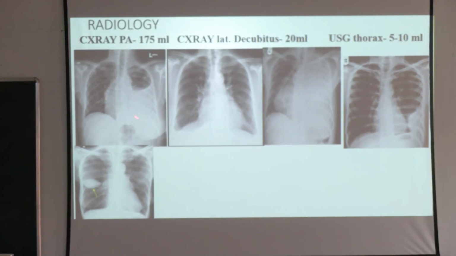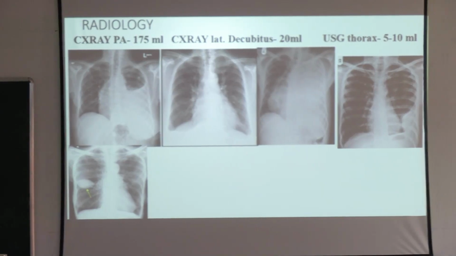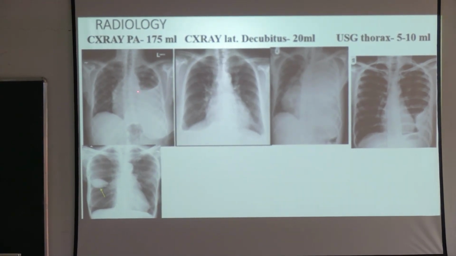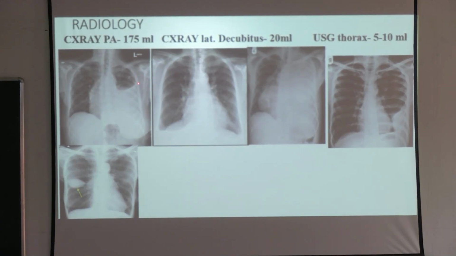So this is a homogeneous opacity obscuring the left middle and lower zone, and the curvature of the upper part of the opacity is directed towards the axilla, right? Just a reverse S-shape, and the upper part of the meniscus is directed towards the axilla. This is typical pleural effusion. This is not a loculated one. This is free pleural effusion.